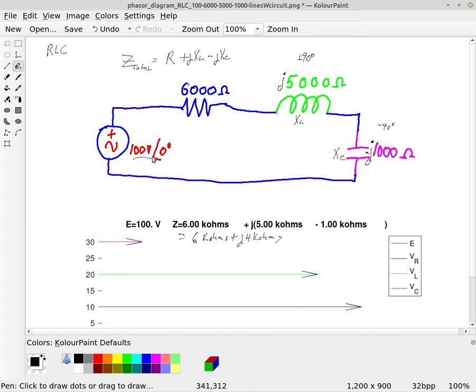And of course we can see that the voltage is 100 volts at an angle of 0. So it's our reference voltage, so we have the voltage set at 0. So we can calculate then, using Ohm's law, the current as being the voltage divided by the impedance. And so that would be 100 at an angle of 0 divided by 6K plus J4K ohms.